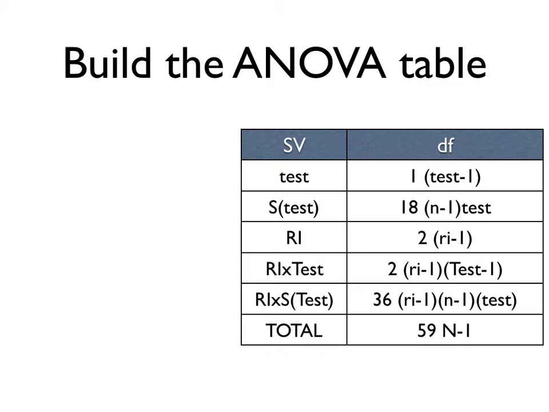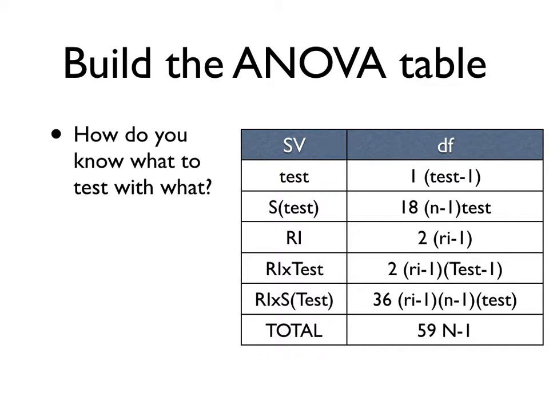First thing on the list is test. The first thing you list is the between subjects factor, which is test type, as I called it, test. It's got 1 degree of freedom. There are 2 levels of test, implicit and explicit, minus 1.